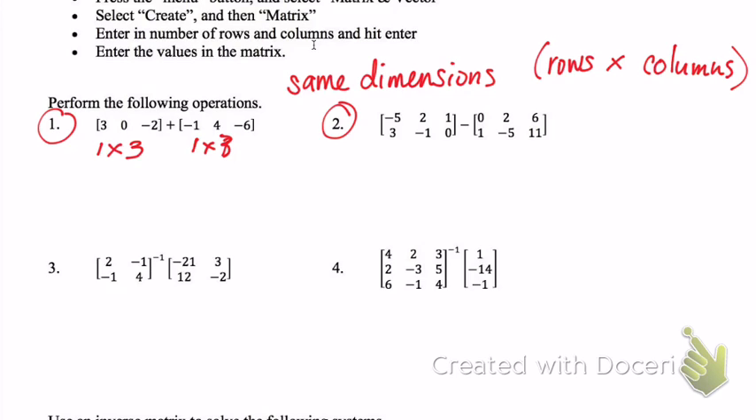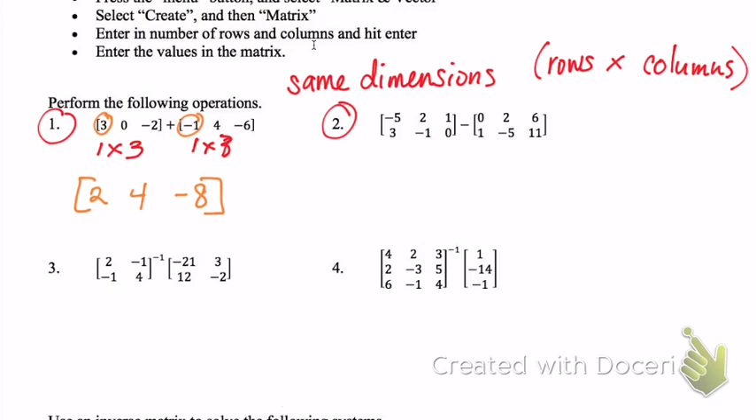So since they're the same dimensions, I can add them. And so you're just taking the corresponding numbers. So the first number goes with the first number on the second one. So my answer would be 2, 4, and -8. I'm just adding them. So each position in the matrix goes with the position in the other matrix.